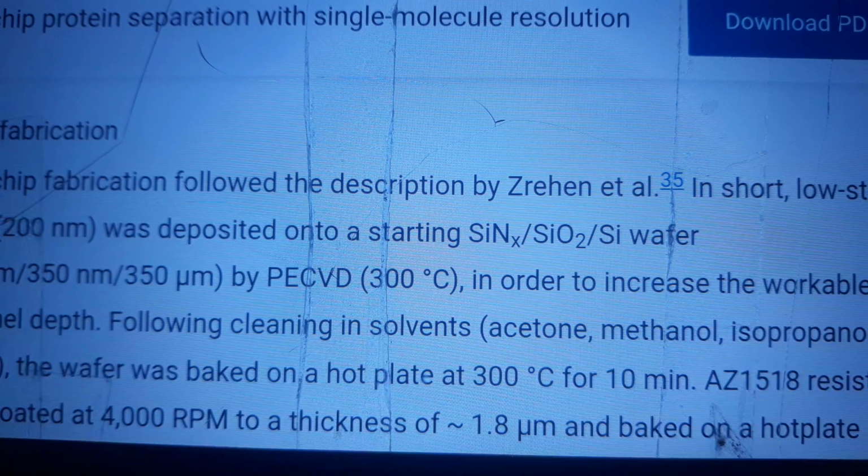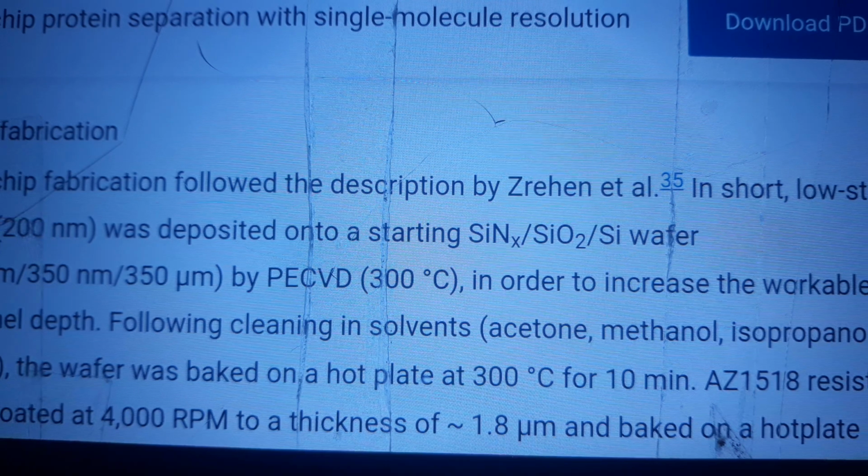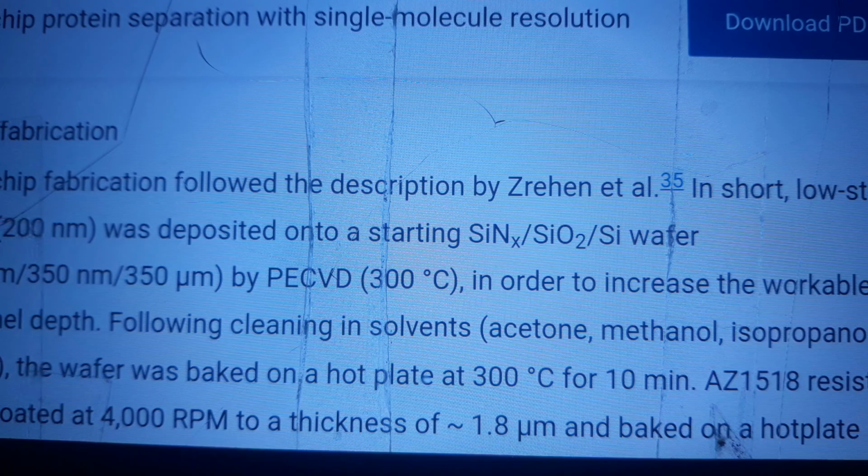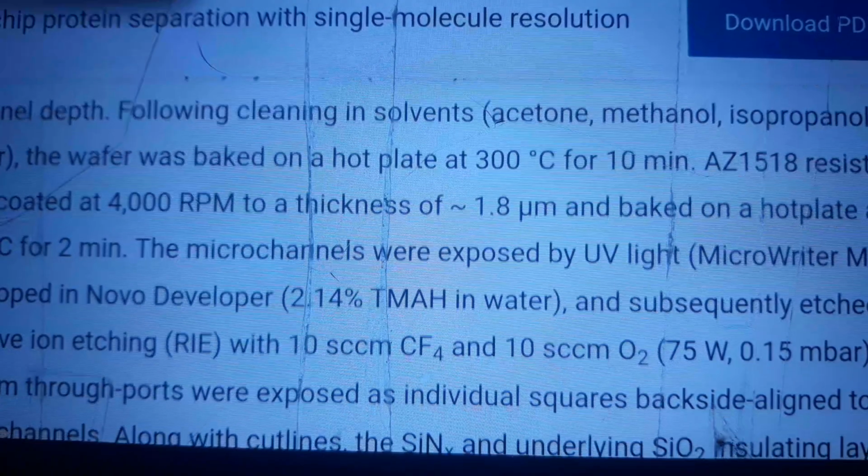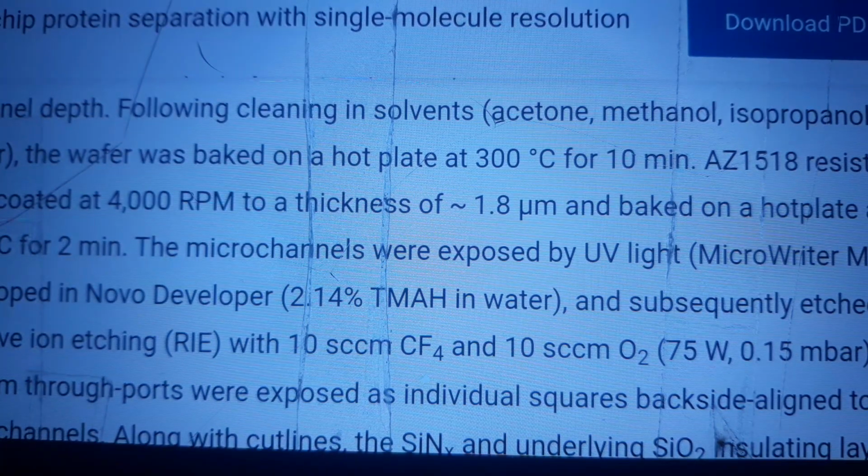Chip fabrication. The chip fabrication followed the description by Rehan et al. Low stress silicon nitride, 200 nm, was deposited onto a starting silicon nitride by silicon dioxide silicon wafer, 50 nm by 350 nm by 350 micrometer, by PECVD at 300 degrees centigrade in order to increase the workable channel depth. Following cleaning in solvents, acetone, methanol, isopropanol, and water, the wafer was baked on a hot plate at 300 degrees centigrade for 10 minutes.